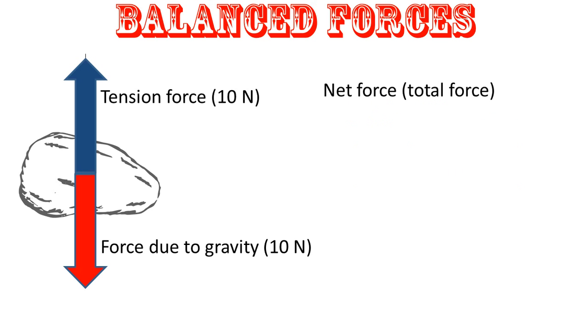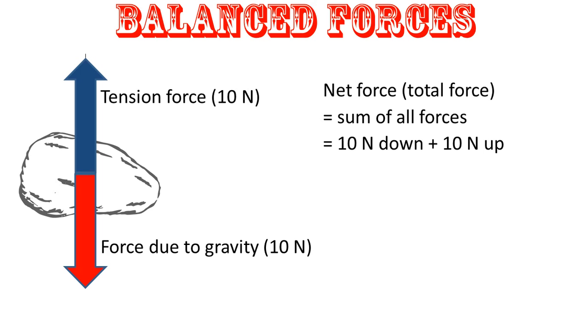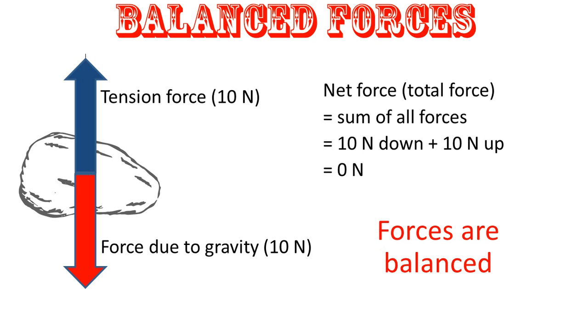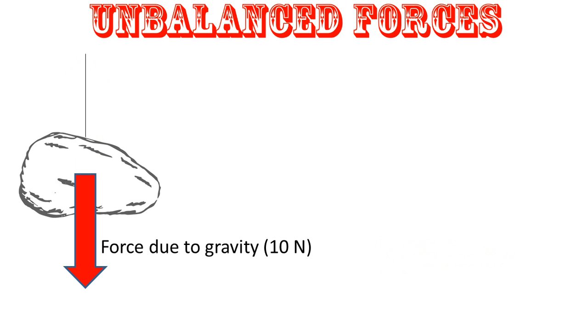Now we can actually do a mathematical sum on that and say that the net force, which is another way of saying the total force, which equals the sum of all forces, equals 10 newtons down plus 10 newtons up, which in this case is 0 newtons because down and up are opposite. Again, the forces are balanced, the rock will not change its motion.